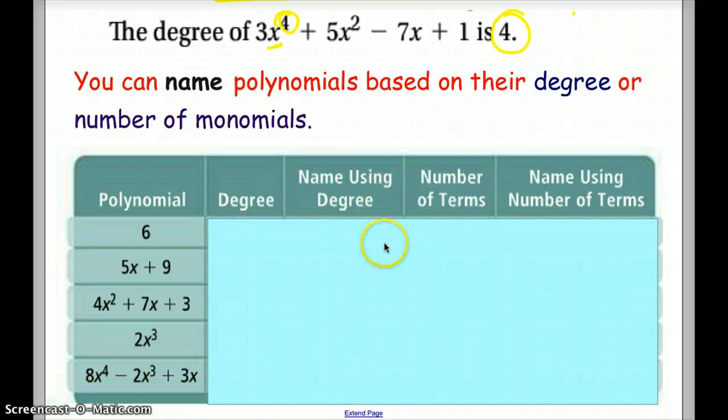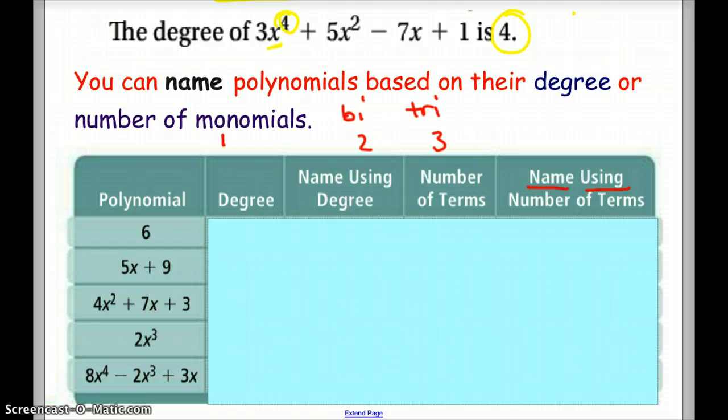We can also name the polynomials based on the number of monomials they have. And if you think about some of the words you know that mean numbers, you know the word mono means one. Poly means one or more. Bi means two. Tri means 3. And you'll be using these prefixes when we're naming with the number of terms. That would be this way.